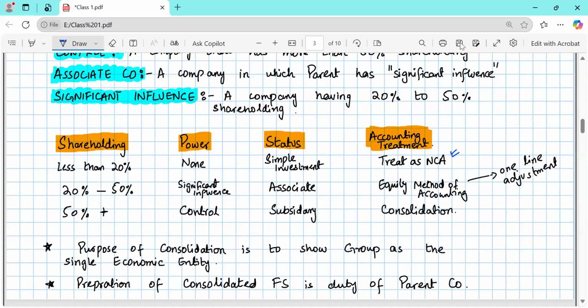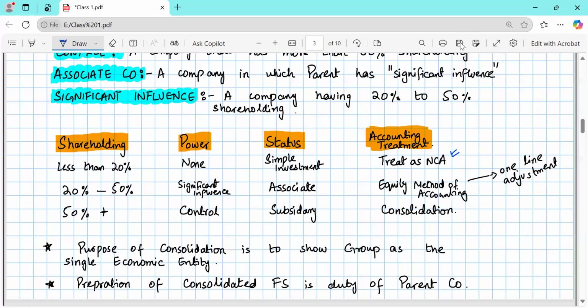Okay. If you have somewhere in between 20 and 50% shareholding, you will say that I have a significant influence in that company, and that company will be known as your associate company. And what is the accounting treatment? We do an equity method of accounting, which is basically one line adjustment, which we are going to talk about. We will just record one line adjustment in our consolidated statement for the associate company. Okay, we are going to talk about that.